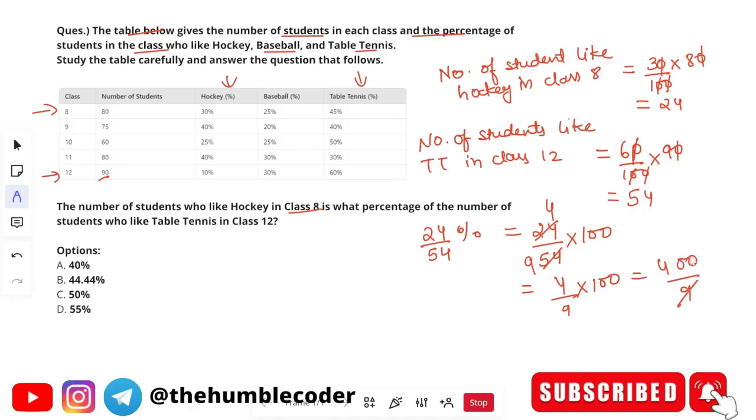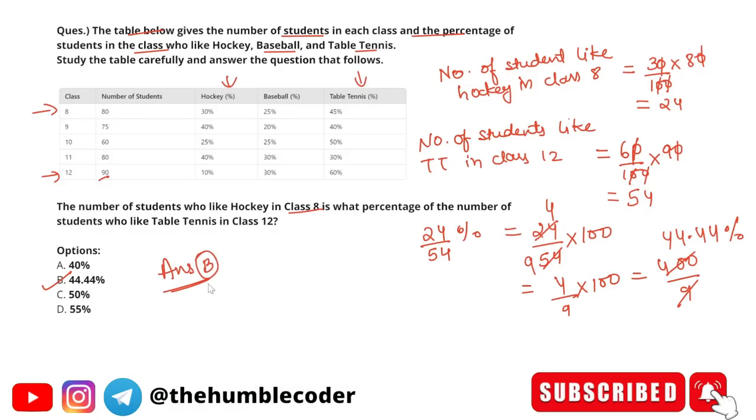If you try to divide, 4 9s are 36, and then again 4, so again it will be 4.44. In this way it will go. So the correct answer in this case is option B, which is 4.44. Hope you have understood the logic. Let's now move on to the next question.